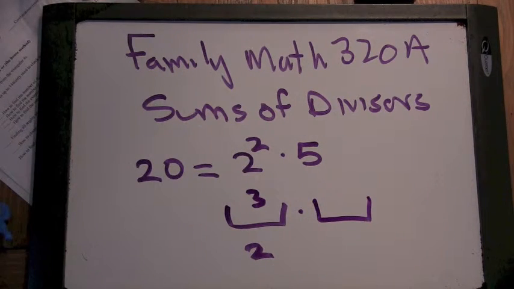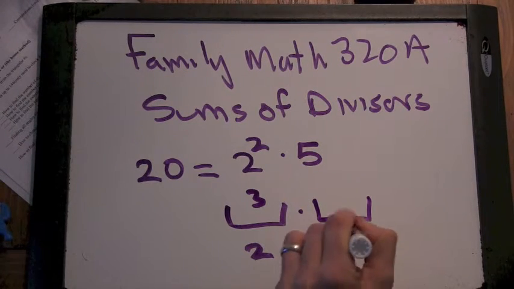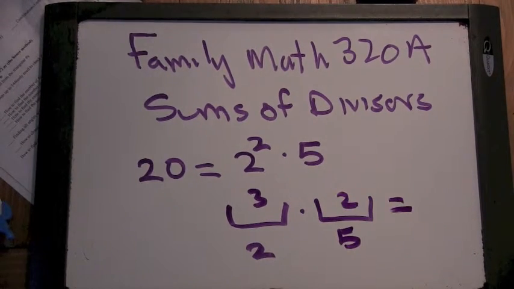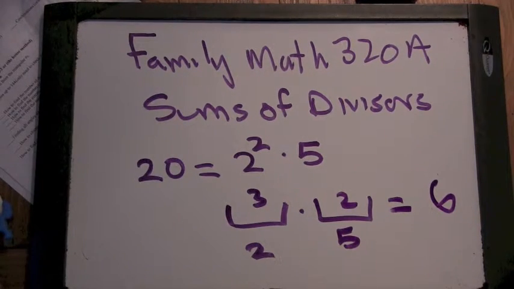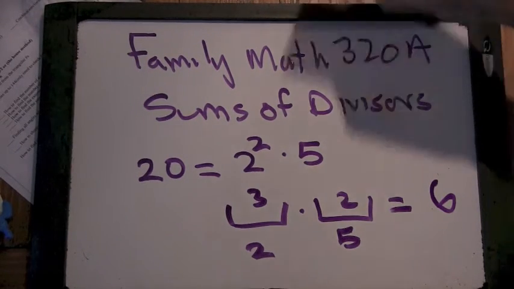And how many choices do we have for the 5's? Just 2, because it's only 0 or 1 5. So for the 5's we have 2 choices. So how many divisors are there? 6 divisors. Okay. So today we're going to learn a way to find out what the sum of those divisors is. And maybe just for fun we should look and see what they are.